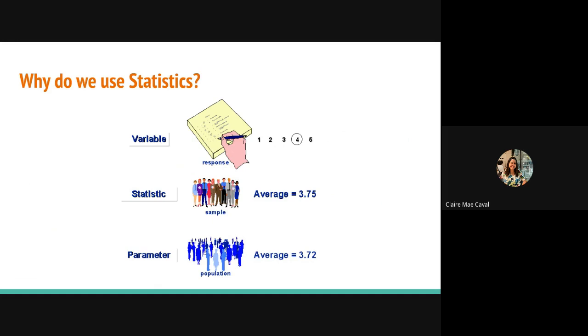Again, statistics refers to the sample measures or sample characteristics. Okay? So that is the reason why we use statistics instead of analyzing the whole population.